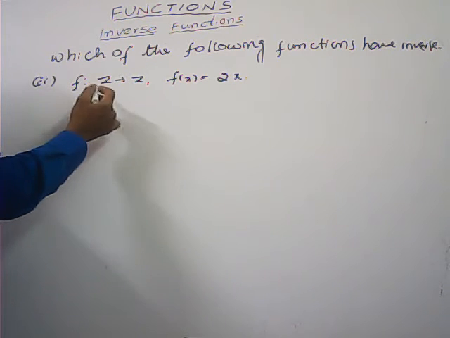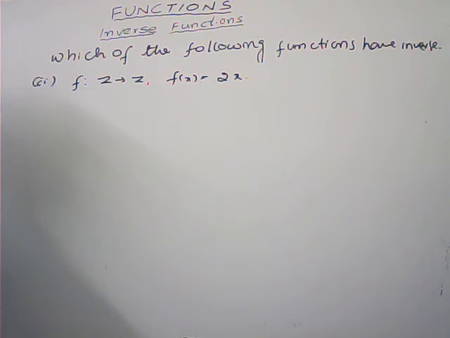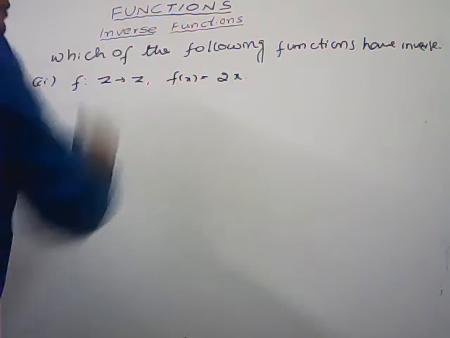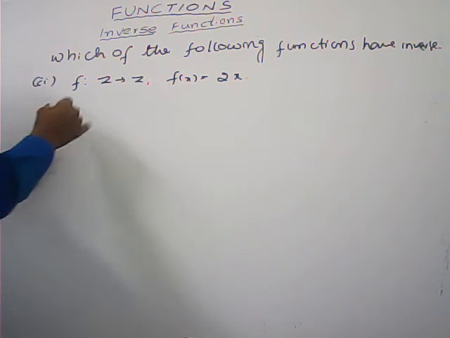Here in the domain integers are there, codomain also integers are there. By taking different integers you will get different images also. So how to prove that one?